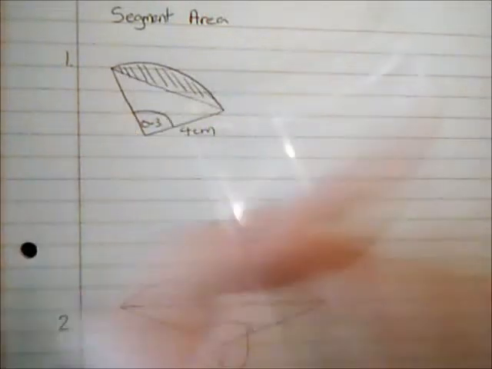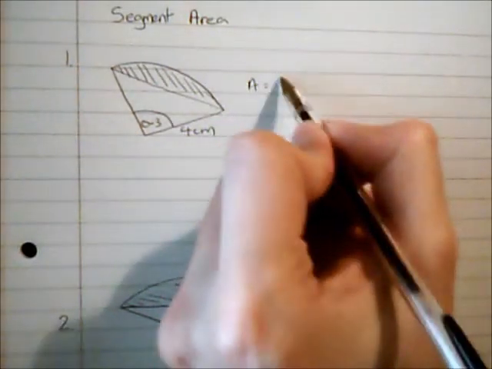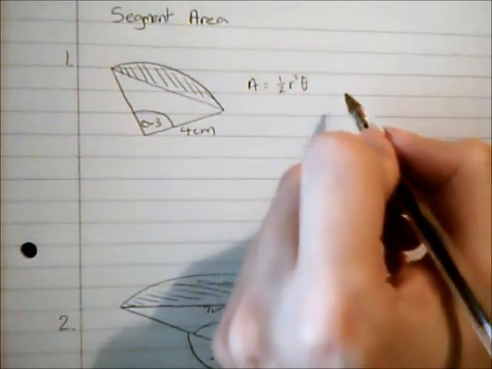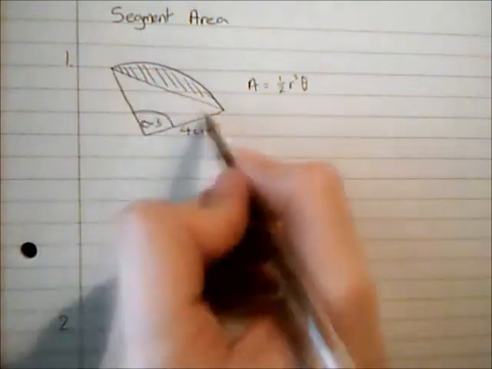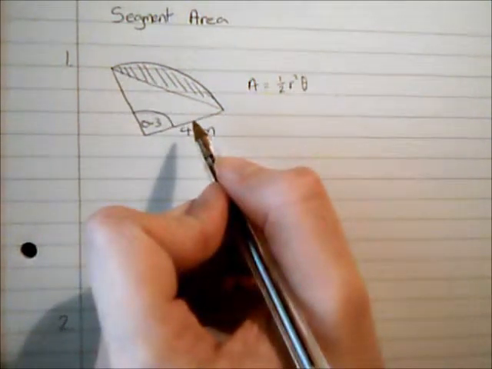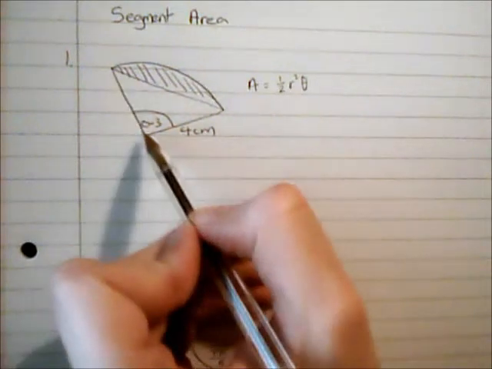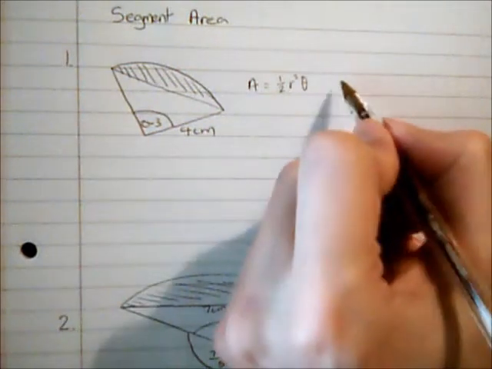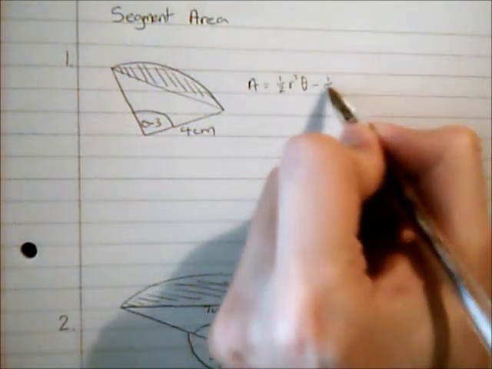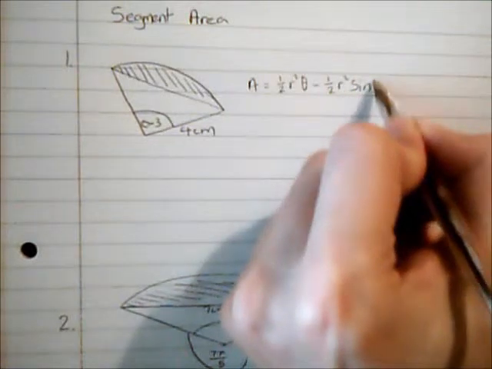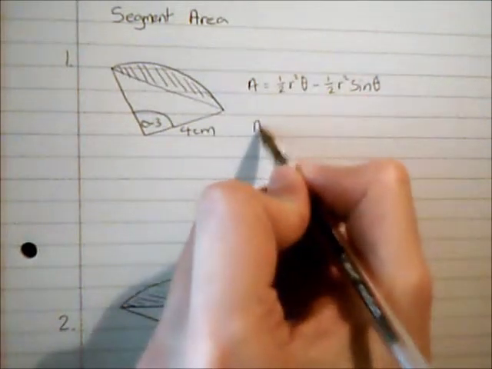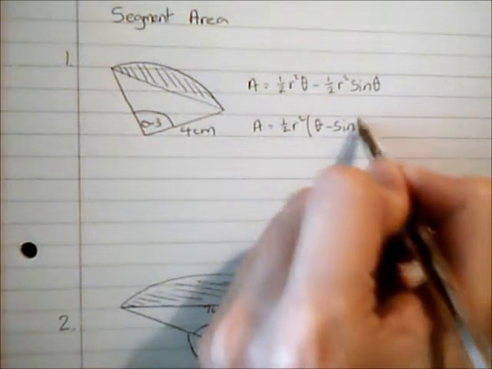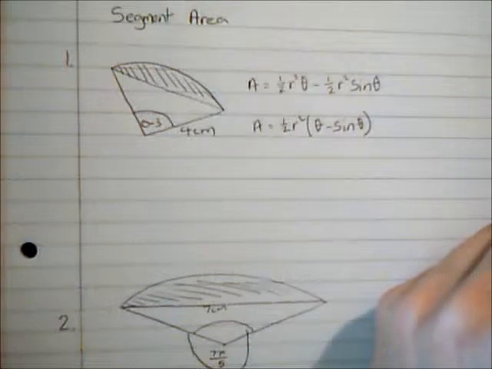So the area of the sector is given by half r squared theta, and the area of the triangle is given by half AB sine C. But in this particular instance, A and B are both going to be the radius of a circle. So it's half r squared theta minus half r squared sine of theta. And often we can write this in a factorised form. So it's half r squared of theta minus sine theta.